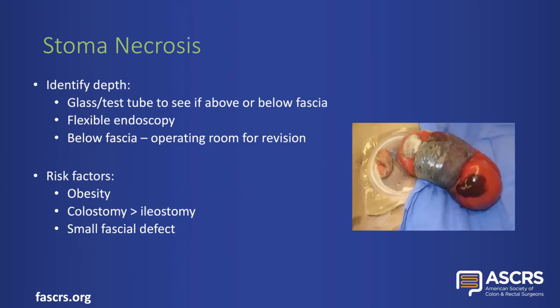Stoma necrosis, the big thing is going to be to identify the depth of your necrosis. Sometimes you can use a glass test tube or an endoscopy to see how far the necrosis extends. Obviously, if it's below the fascia, you have to go to the operating room because it will eventually perforate and cause an intra-abdominal infection or sepsis. If it's above the fascia, sometimes you can wait that out, and you may just get some mucosal sloughing. The risk factors obviously are higher, again, for smokers. It's more common with the colostomy than ileostomy because the blood supply of the colon can be finicky if you're relying on a marginal artery on the left side. Obesity and small fascial defects.